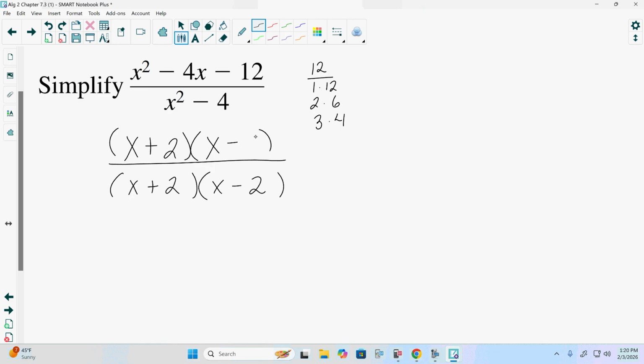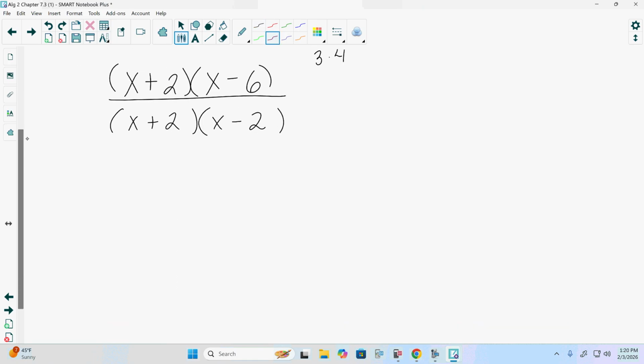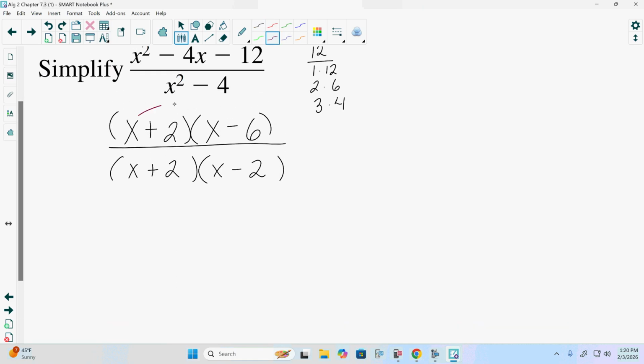But if we did 2 and 6, or 6 and 2, here, I do have an x plus 2 and x plus 2 in common. It would simplify out. Or the other way, we'd have an x minus 2 and x minus 2 in common. Now again, before I would go start crossing things out, I would still check it. X times negative 6 is negative 6x. 2 times x is positive 2x. Negative 6x plus 2x gives us negative 4x, telling us that our middle term is correct.